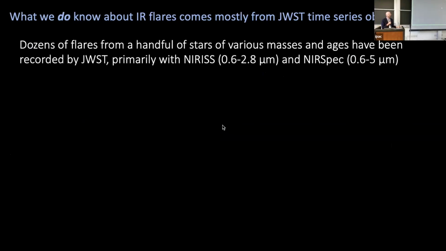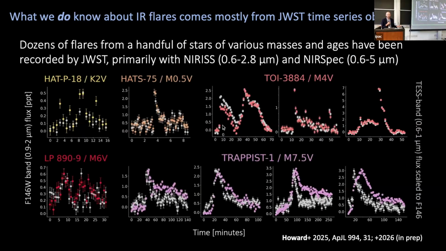What we do know about IR flares, as you may have guessed from the previous slide, mostly comes from JWST. And we've observed now dozens of flares from a handful of stars of different masses and ages with JWST, ranging from early K dwarfs, I show an example of a flare there on the right, as well as early M dwarfs, all the way up through ultra cool dwarfs such as TRAPPIST-1.